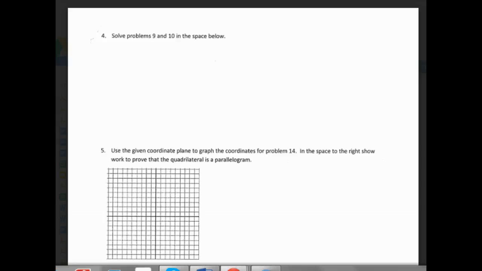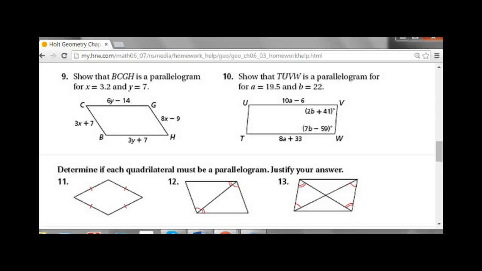You should be on number 4, and we're going to solve problems 9 and 10 from the textbook in this space. And then for number 5, we're going to solve problem number 14 in the exercises in the book together. So let's start with 9. 9 is asking us to show that quadrilateral BCGH is a parallelogram. Now it looks like a parallelogram, but remember, we can't assume anything. We have to prove it.